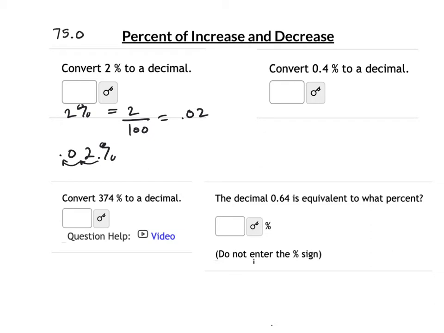That's why it's 0.02. That might help you on the next one, which is 0.4%. 0.4% is 0.4 divided by 100. Now you can do that on the calculator. It will spit out 0.004. But keep in mind, 0.4%, when you move the decimal 2 places, is 0.004.